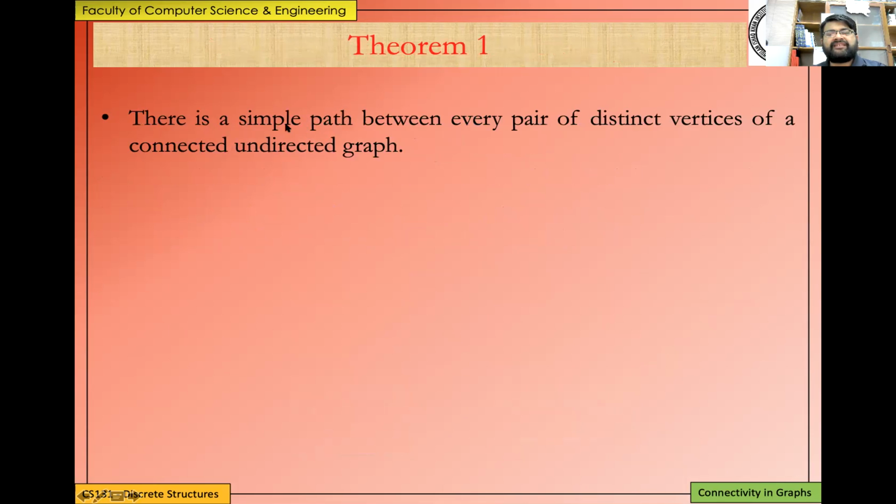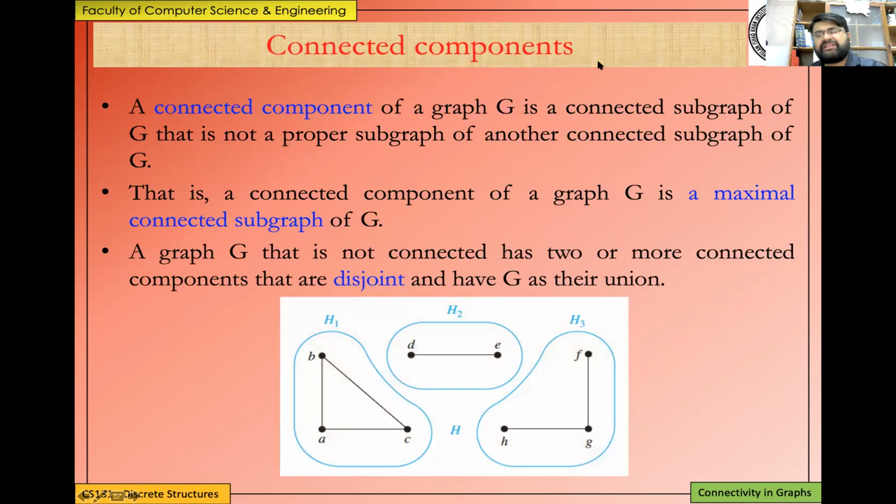The theorem simply states that there is a simple path between every pair of distinct vertices of a connected undirected graph. So if there's a connected undirected graph, then there must exist a simple path between every pair of distinct vertices of that particular graph. So that brings us to the next topic, which is that of connected components.